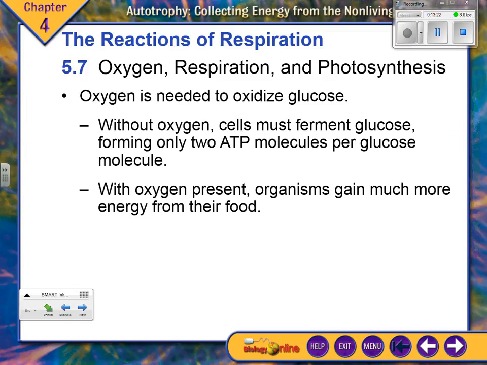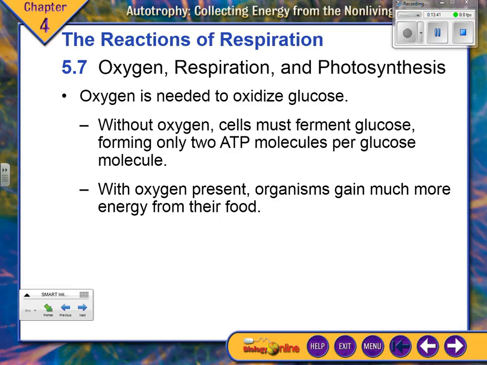Okay, so then to try and pull it together here. Without oxygen, cells must ferment. That's the fermentation. And bacteria do this, and yeast do this also. They do an alcoholic fermentation. And we'll talk more about that too. They don't do a lactic acid fermentation, but it does the same thing. They just have it slightly different.